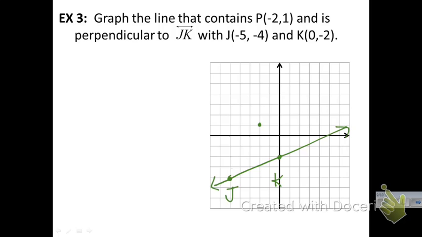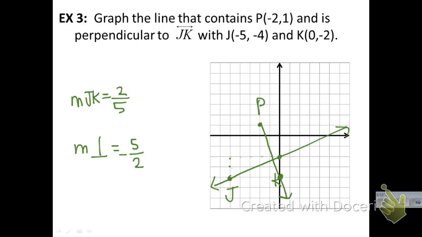What you can do is find the slope of JK, and you can use the formula that we just did, or you can go on your graph and count. It goes up 2 over 5. So if we want one that is perpendicular, a perpendicular slope would take the reciprocal and then change the sign. So I'm going to go to this point P, and I'm going to apply that slope, which says we go down 5, forward 2. And that should create a line that is perpendicular to the other line.